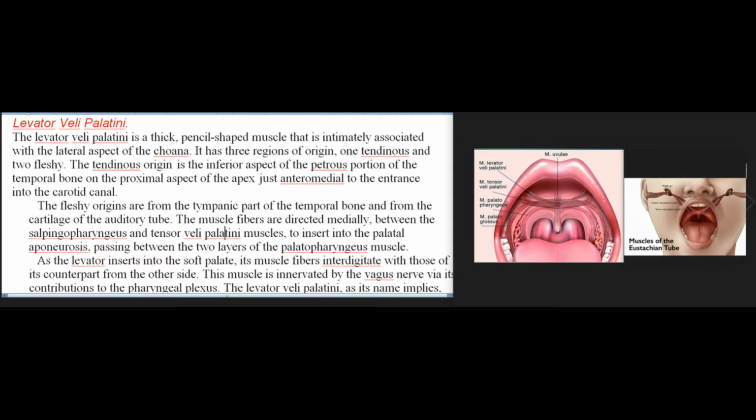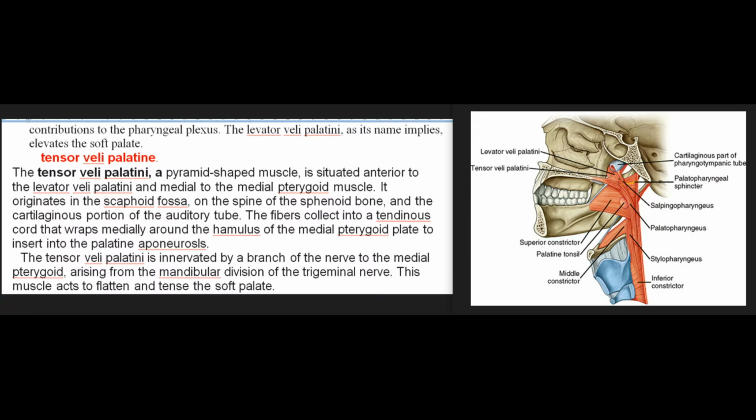The muscle fibers are directed medially, between the salpingopharyngeus and tensor veli palatini muscles, to insert into the palatal aponeurosis, passing between the two layers of the palatopharyngeus muscle. As the levator inserts into the soft palate, its muscle fibers interdigitate with those of its counterpart from the other side. This muscle is innervated by the vagus nerve via its contributions to the pharyngeal plexus. The levator veli palatini, as its name implies, elevates the soft palate.